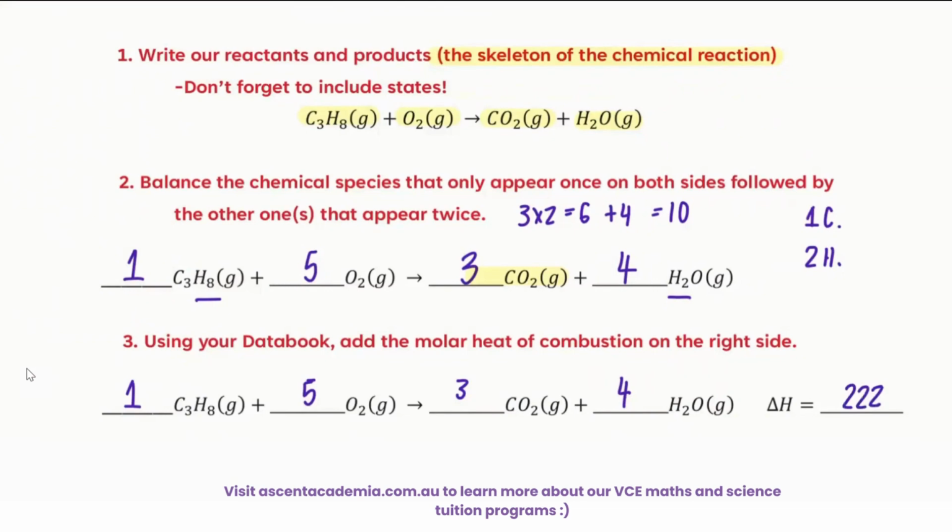One thing to note here is we also have to include the units. That is going to be kilojoules per mole. With your molar heat of combustion, we also must write down negative or positive in front of the enthalpy change. In this case, because we know combustion reactions are exothermic, meaning they release heat, we are going to write negative 2,220. And that is how we do combustion reactions.